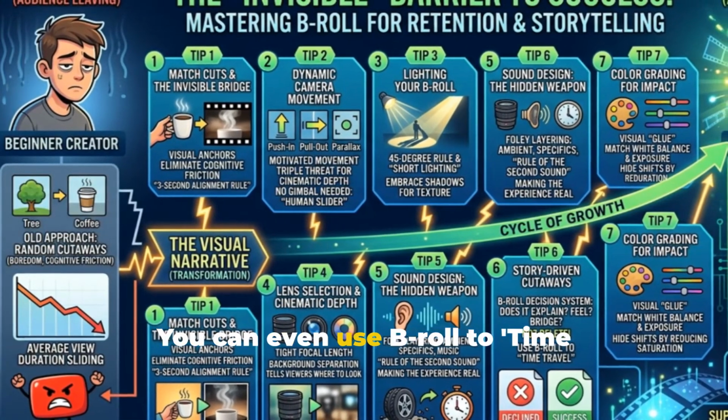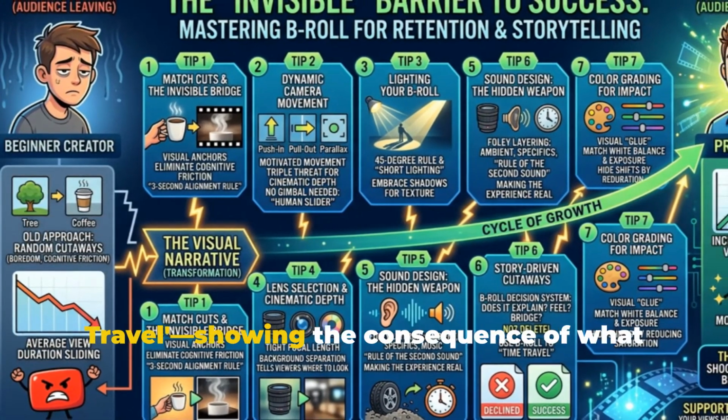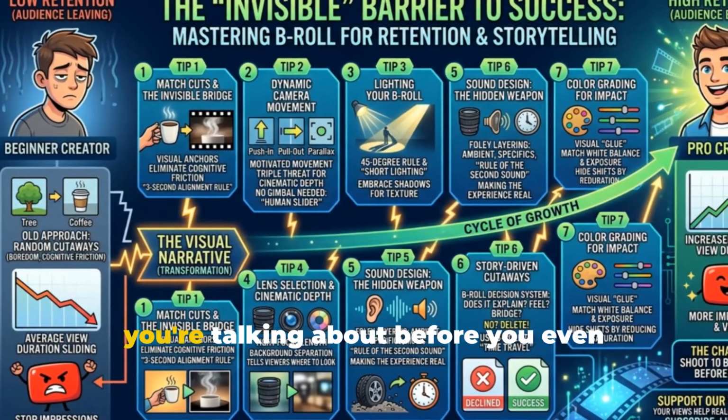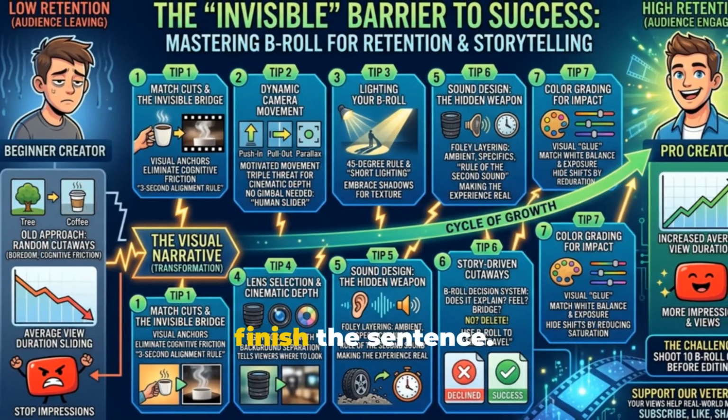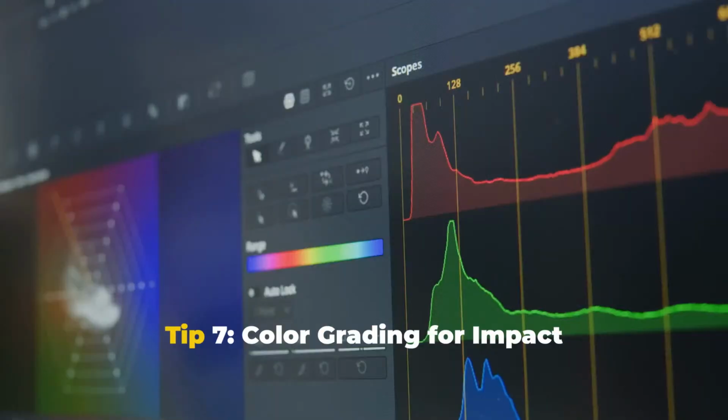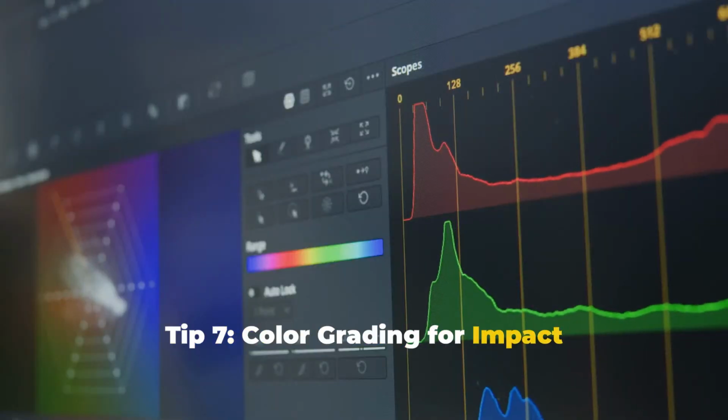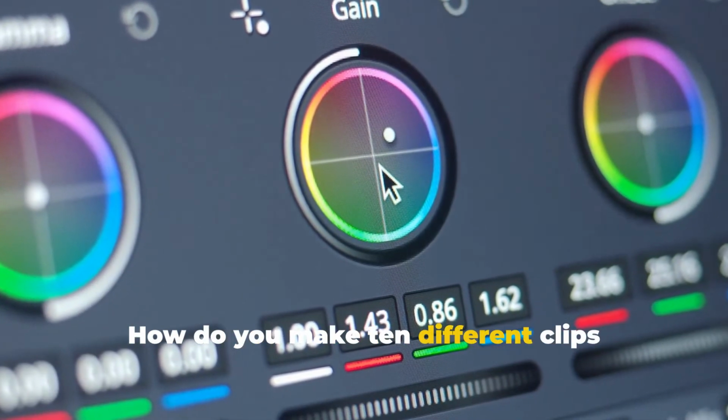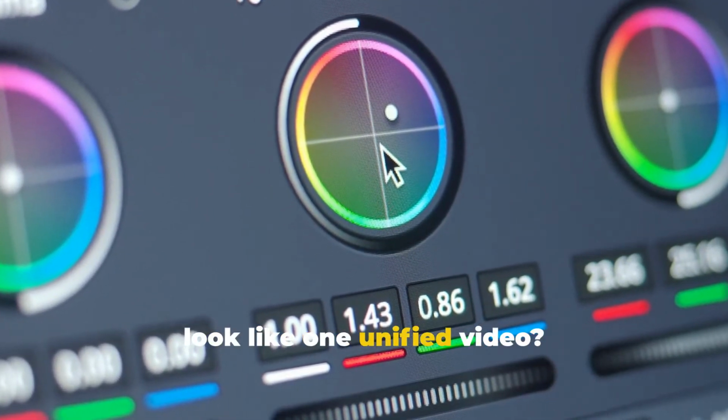You can even use B-roll to time travel, showing the consequence of what you're talking about before you even finish the sentence. Tip 7. Color grading for impact. How do you make 10 different clips look like one unified video? The final mistake is visual discontinuity.